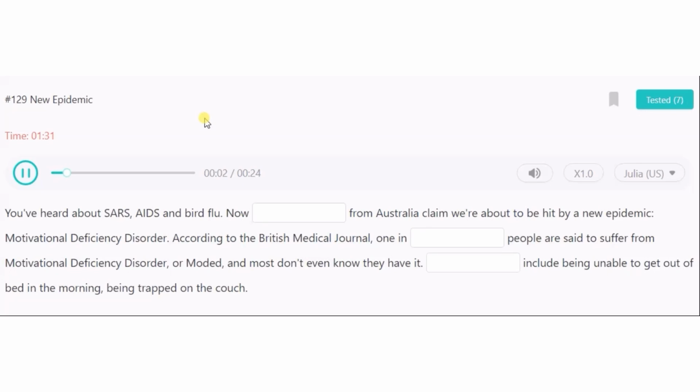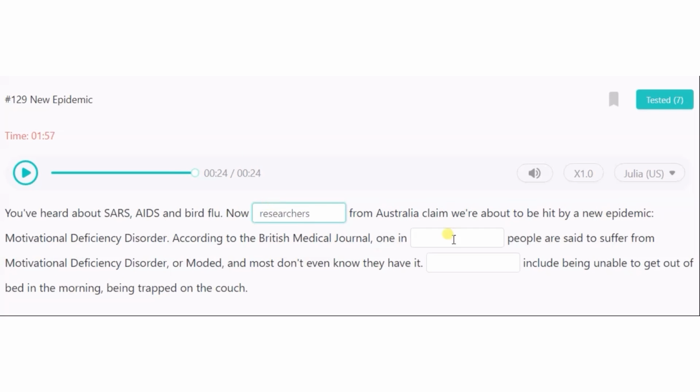You've heard about SARS, AIDS, and bird flu. Now researchers from Australia claim we're about to be hit by a new epidemic, motivational deficiency disorder. According to the British Medical Journal, 1 in 5 people are said to suffer from motivational deficiency disorder, or MODD, and most don't even know they have it. Symptoms include being unable to get out of bed in the morning, being trapped on the couch.